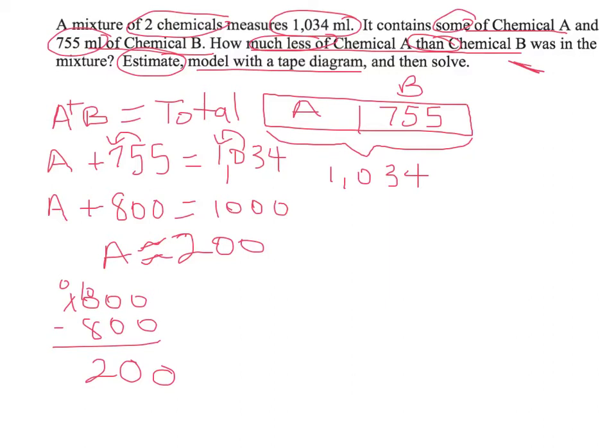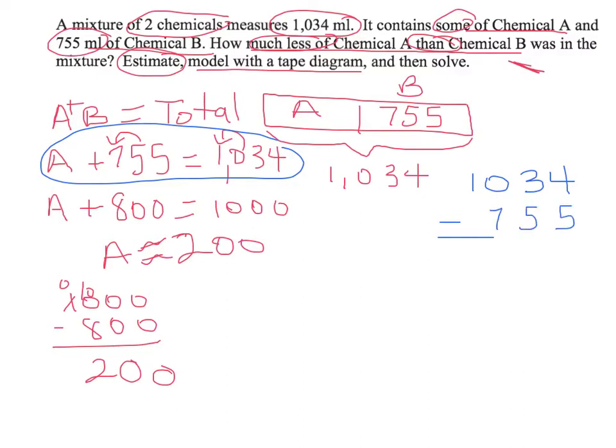I'm still going to use my same equation, right? But I have to figure out what A is. And just to add is going to be too hard. So I'm going to do the opposite of addition to find that, to undo this problem. So I'm going to say 1,034 minus what? 755 should equal A, right? Because that's my missing part. So this would be my total minus B, and that's going to equal A. That's what those parts look like. So let's go ahead and do that now.